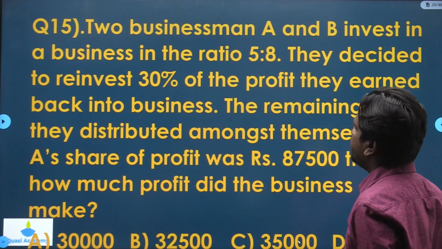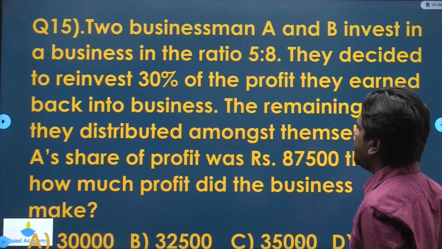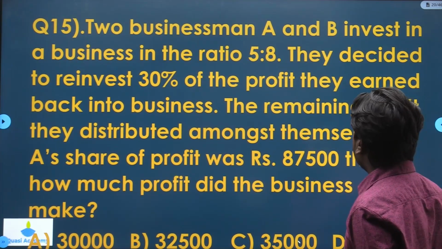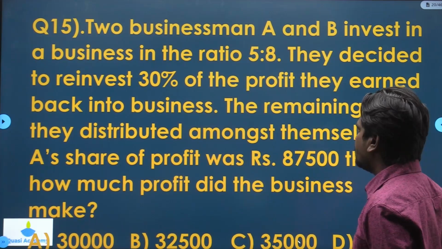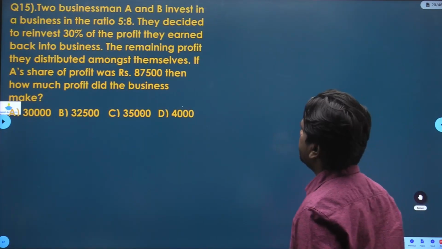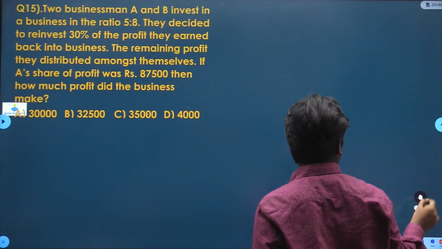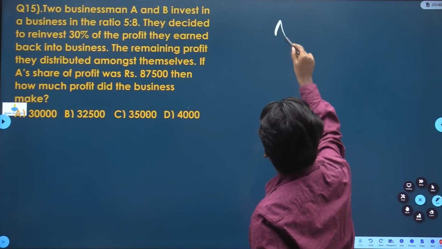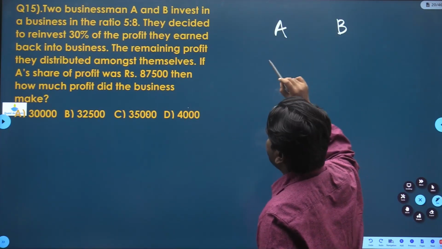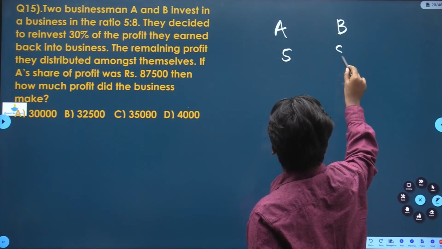...ratio 5:8, they decided to reinvest 30% of the profit they earned back into the business, and the remaining profit they distributed amongst themselves. If A's share of profit was rupees 87,500, then how much profit did the business make? Two businessmen A and B invest in a business in the ratio 5:2.